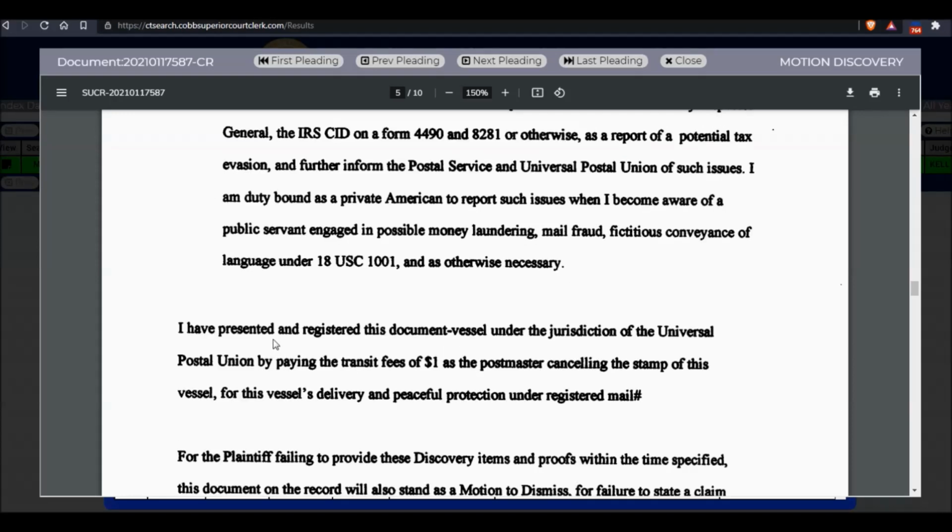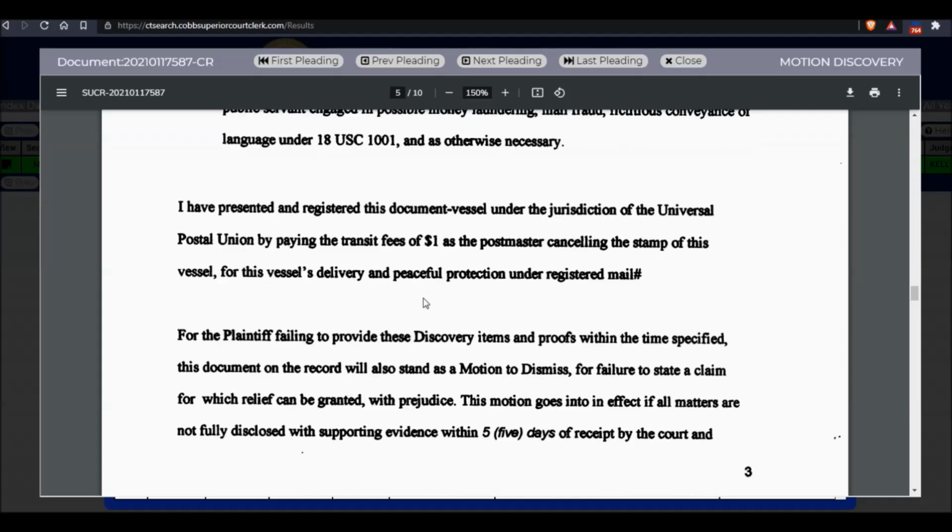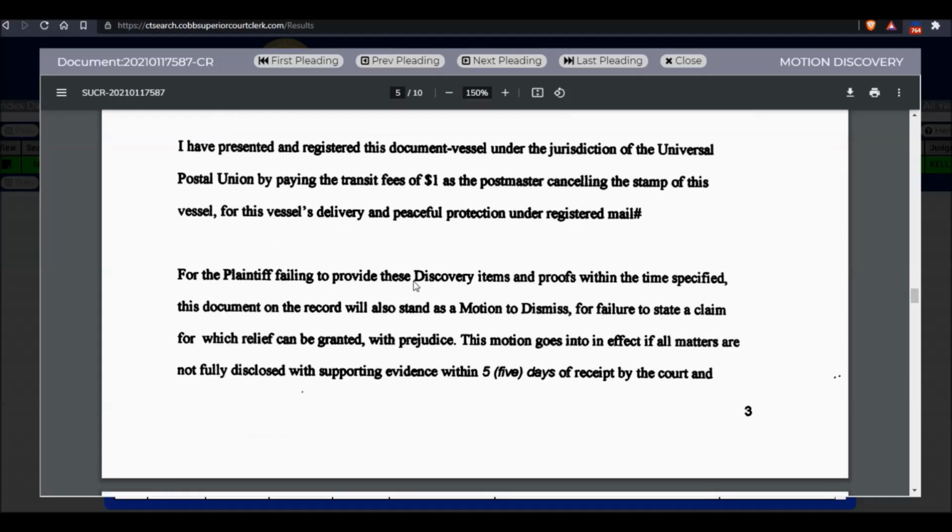I have presented and registered this document vessel in the jurisdiction of Universal Postal Union by paying the transit fee of so and so. Here goes more speculations. Where's the Universal Postal Union law that stipulates these conditions right here? You're not bringing that in. You're just speculating. And now you're threatening them.